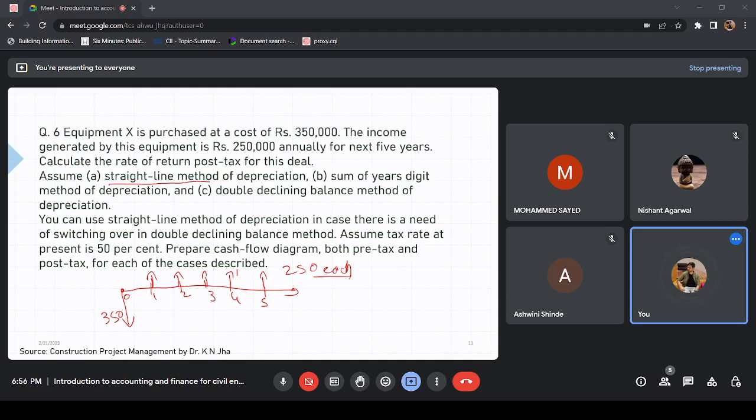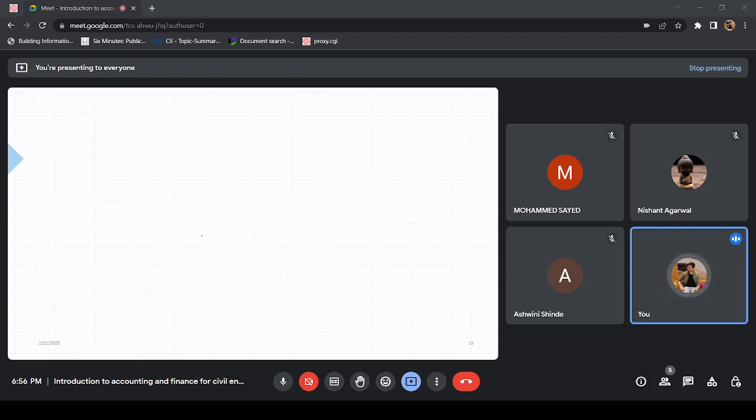Coming to the straight line method, I'll solve it again. Your depreciation here is: present value is 3,50,000, salvage value is 0, and time period is 5. So each year the depreciation is 70,000. Let's calculate it.